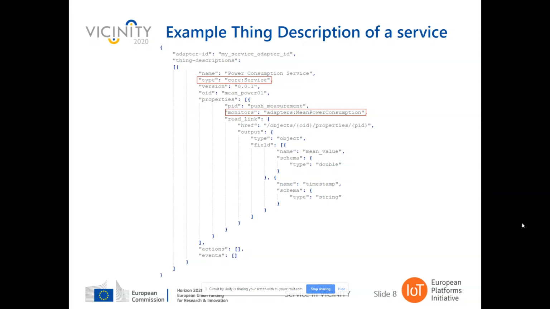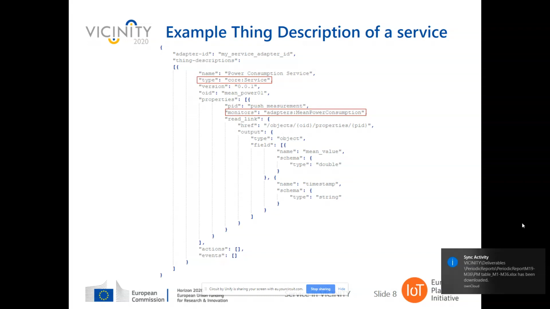So for each property, we have the description of the endpoint and also the description of the inputs or outputs the service will need to have.